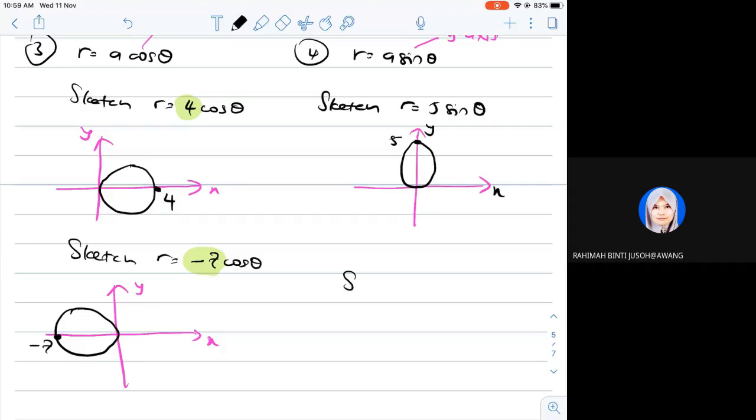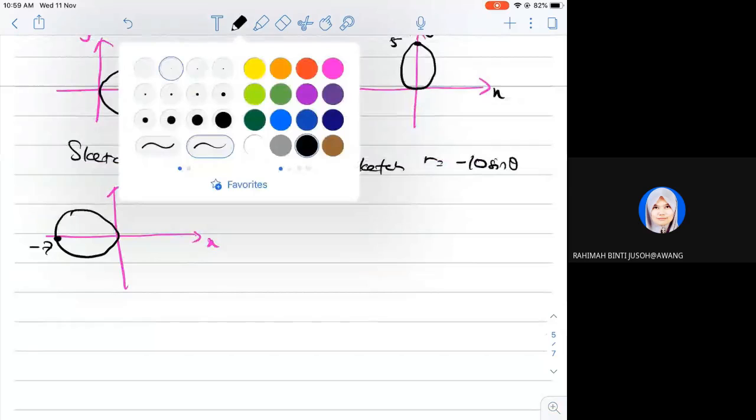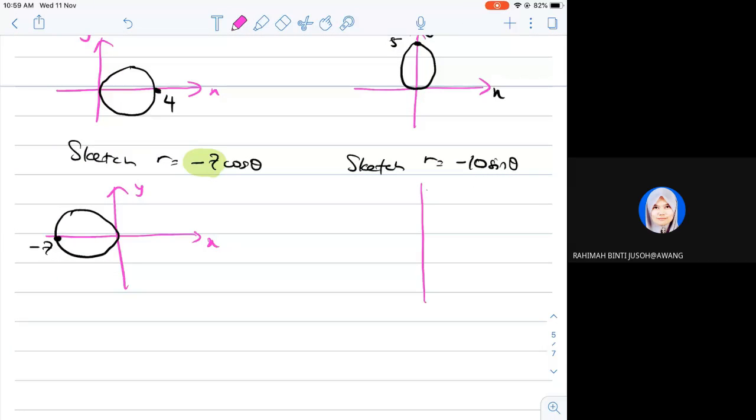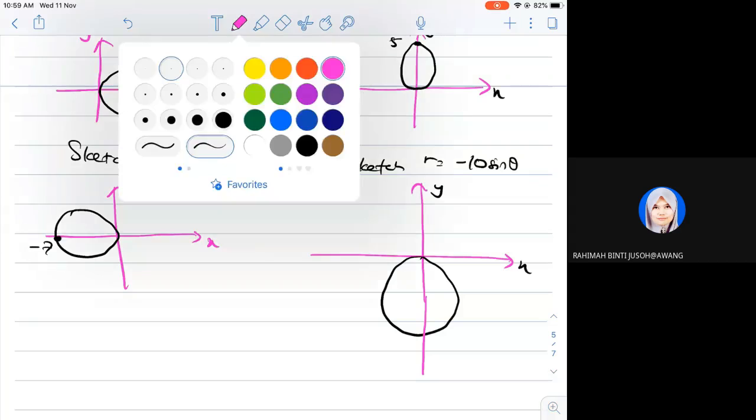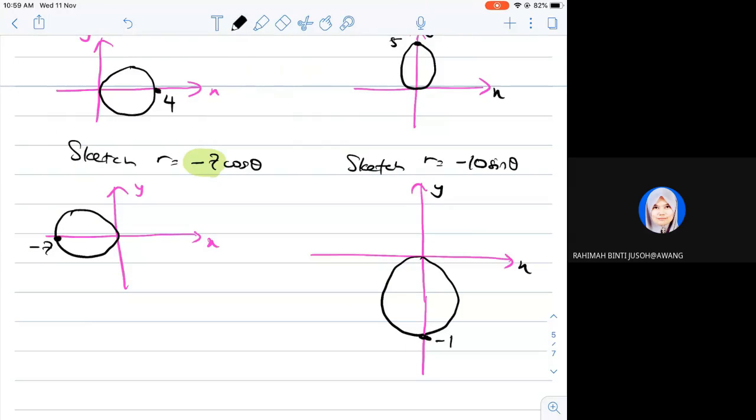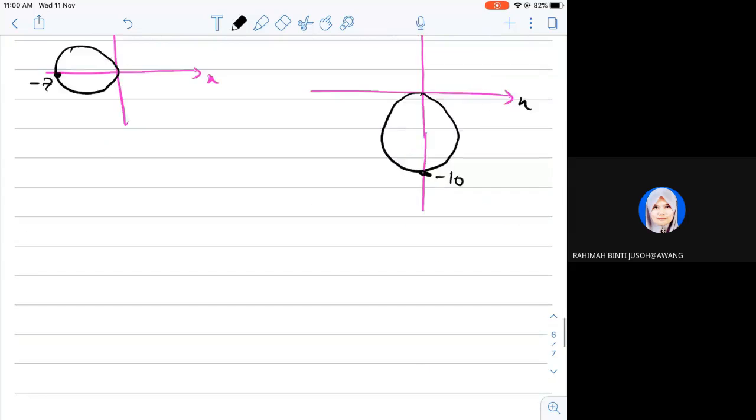And then sketch r equals negative 10 sine theta. So negative 10 sine theta ni dia berada kat mana? Atas, bawah, kiri, kanan? Bawah. Okay, good, well done. It should be located somewhere here. Okay, and then ni, the value here should be negative 10. Macam tu. Okay, that's it.